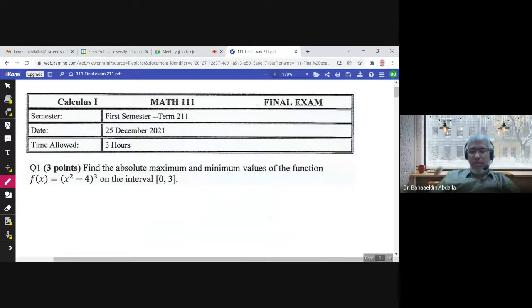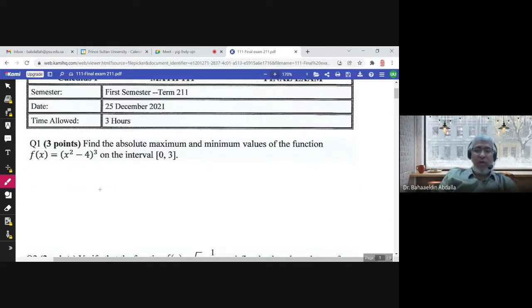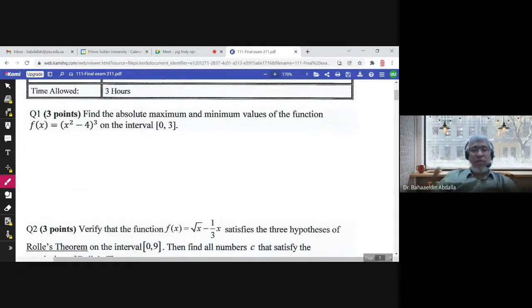Let us have a final exam and solve it as a practice about the subject. This is the final exam from December 2021. Find the absolute maximum and minimum values of the function f of x equals (x squared minus 4) to the power 3 on the interval 0 to 3.